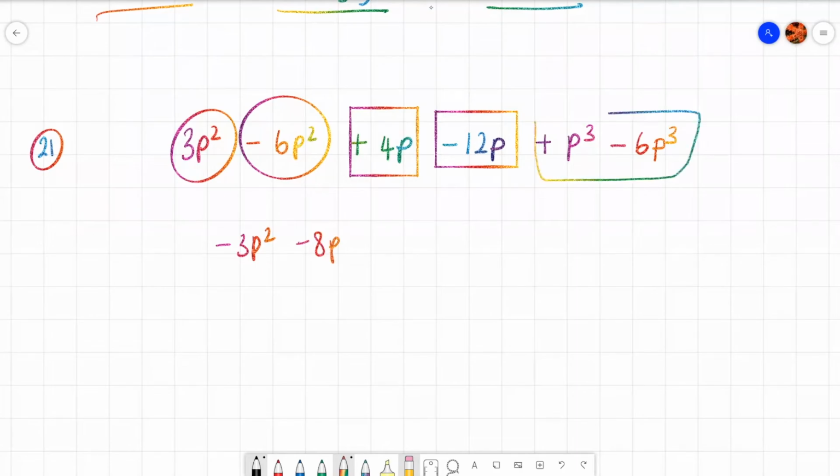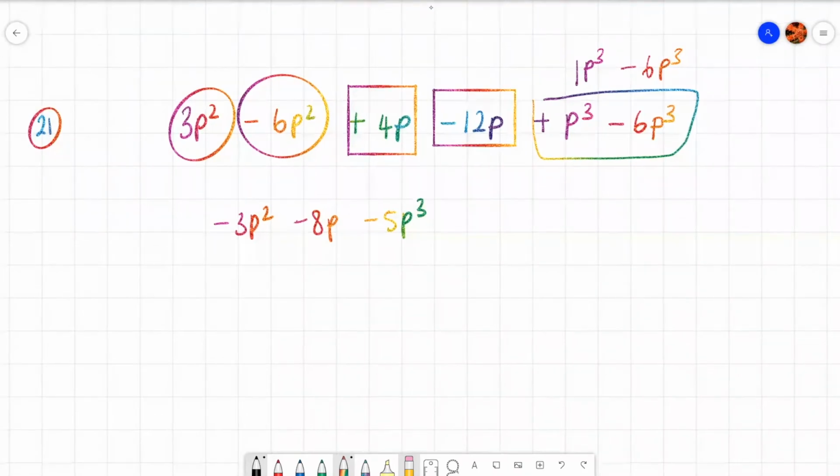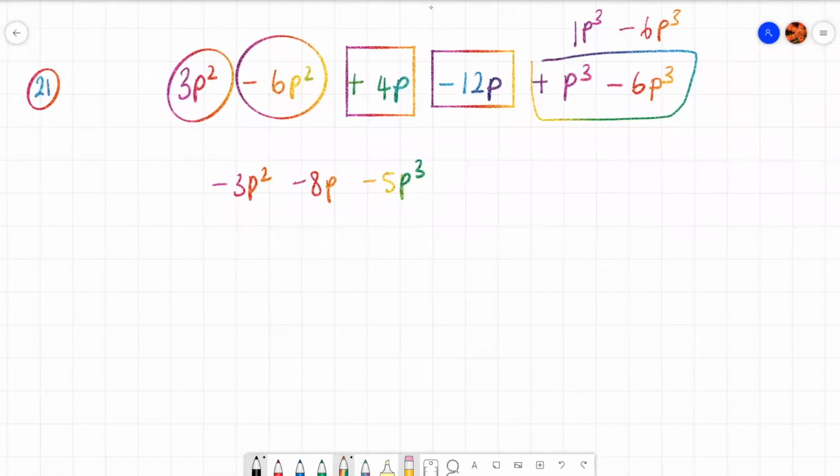I've got p cubed. Now you might want to write down the invisible number 1 in front of the p cubed if that helps. I'll do that at the top there. 1p cubed minus 6p cubed. That might be easier to work out. It's minus 5p cubed. It gets tricky in this situation because you might want to add and subtract these because you can see that they all have a little letter p with them. But you can't do that because they are different.